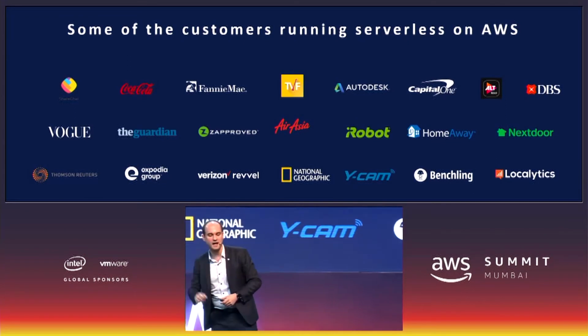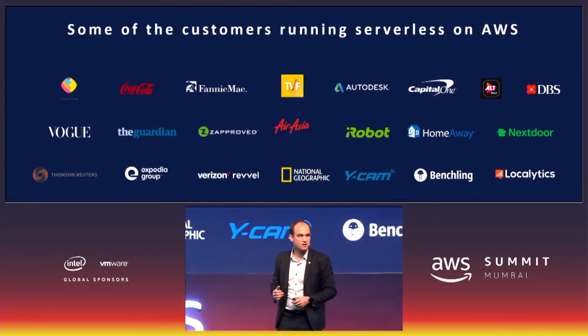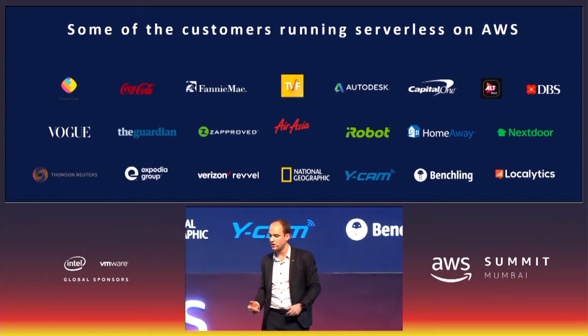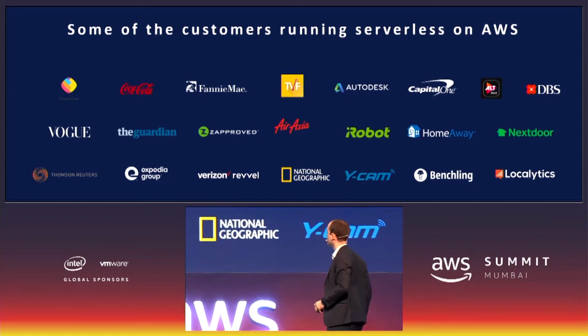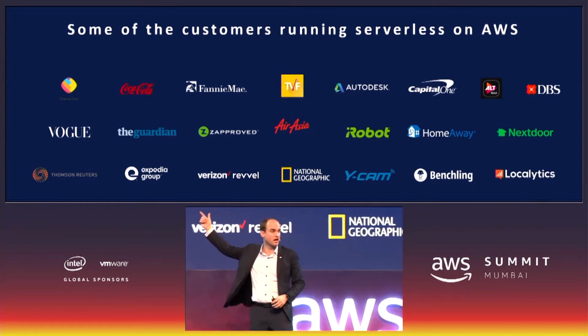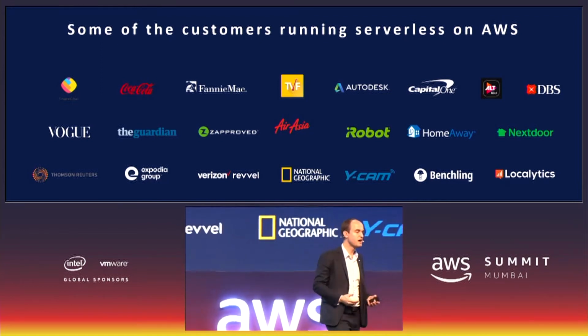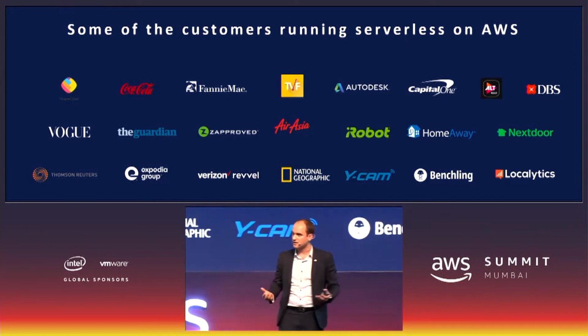And that's so compelling that many customers are building serverless applications on top of AWS. No matter if it's Coca-Cola, iRobot, AirAsia, Malaysia, Verizon, Thomson Reuters, National Geographic, ShareChat. You know ShareChat, right? ShareChat uses AWS serverless architectures.